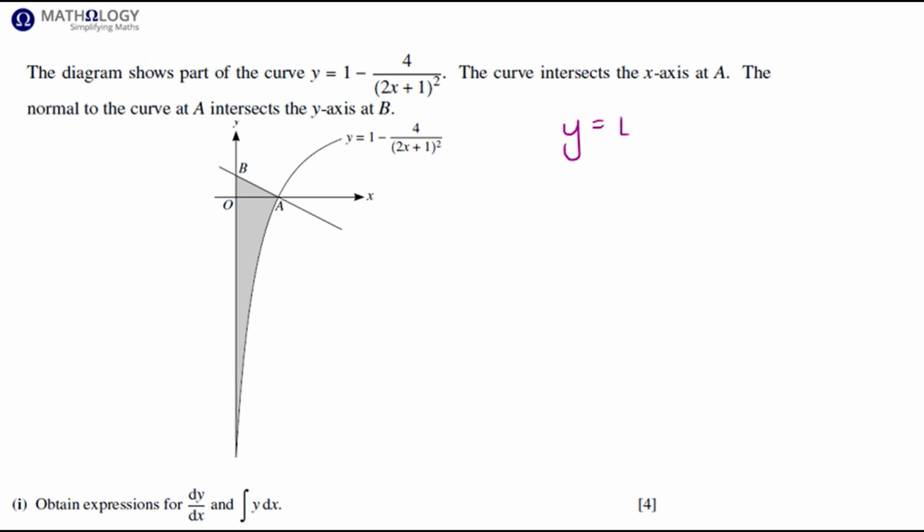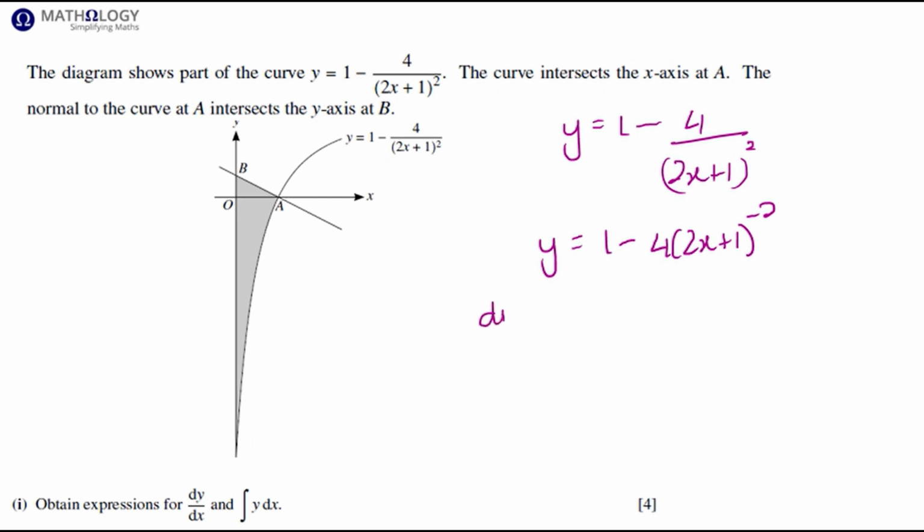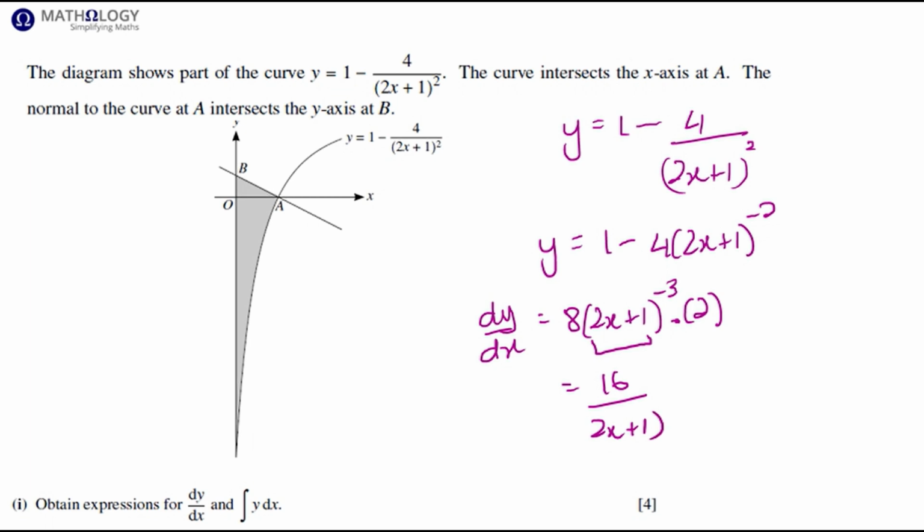Okay, so y equals 1 minus 4 over (2x plus 1) all squared. So y equals 1 minus 4 times (2x plus 1) to the minus 2. We need to get this into differentiable ready form before we can find an expression for dy dx. So dy dx will be the derivative of 1 is 0, minus 4 times minus 2 is 8 times (2x plus 1) to the minus 3 times the derivative of 2x plus 1, so we're going to times by 2. So that equals 16 divided by (2x plus 1) to the power of 3.